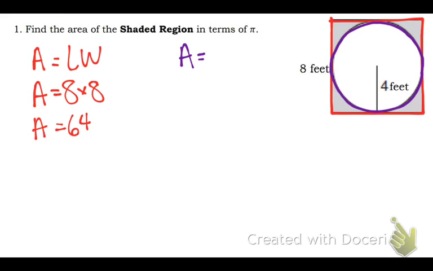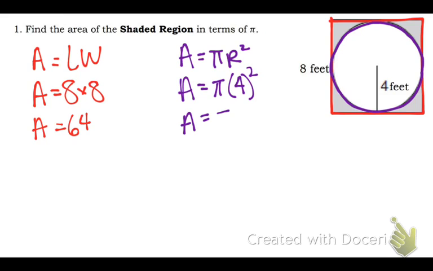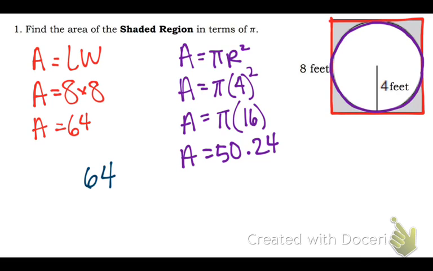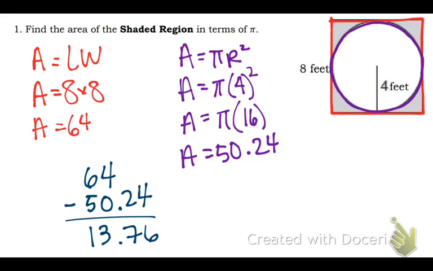So, area equals pi r squared. What is the radius here? 4. So pi times 16, which is 50.24. So now that we know 50.24 was cut out with that circle, what do I do with these two numbers? I'm going to subtract them. So 64 was the total square, subtract 50.24. What do we get? 13.76. Perfect. 13.76 feet squared.